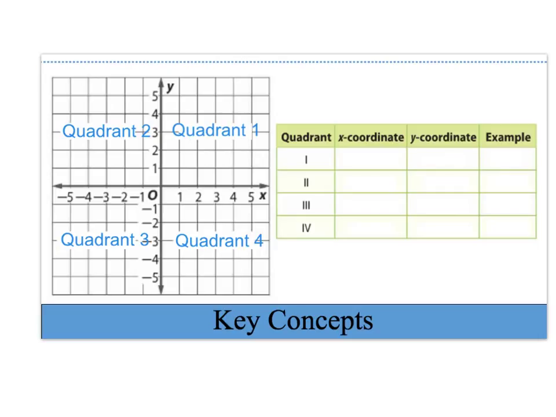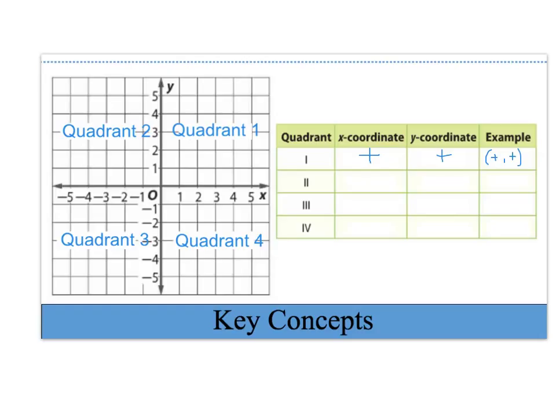So if we look at the numbers along the x-axis and along the y-axis in quadrant 1, we notice that the x-axis has positive numbers. If you look at the numbers in the y-axis, notice that they also have positive numbers. So your ordered pairs would both be positive.